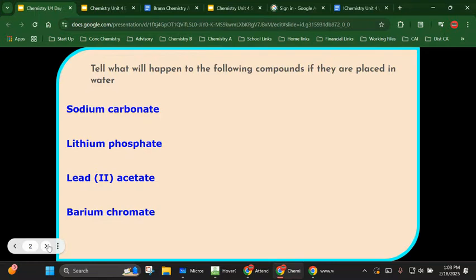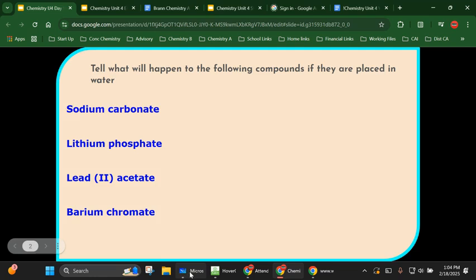Okay? That could happen. But on the test, I am going to give you a point for writing this correct formula. A point for just writing the correct formula. And then you're going to get 1 point for telling me what happens to it. Does it break apart or does it stay together? Okay? So the reason I'm asking you to write the formulas is so that we get those down first. Okay? So sodium carbonate, ladies and gentlemen.